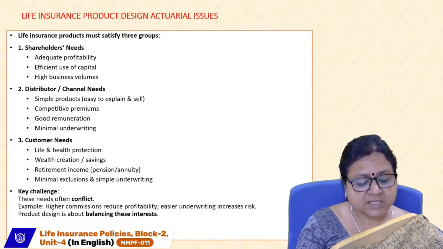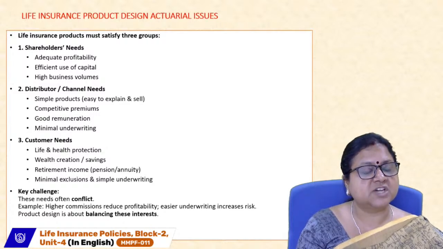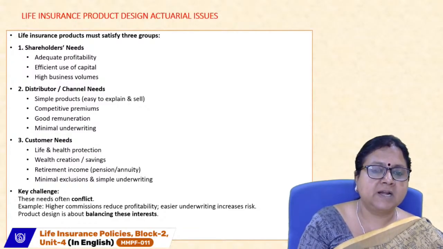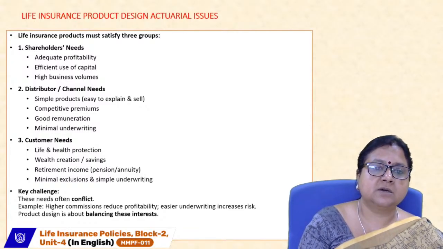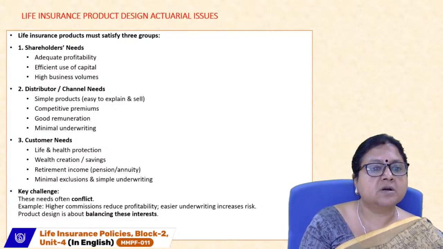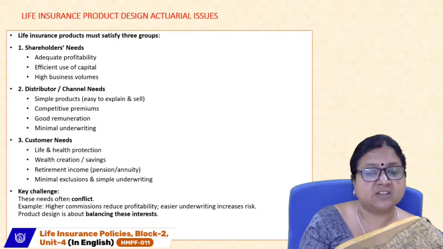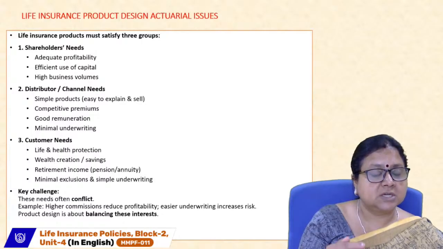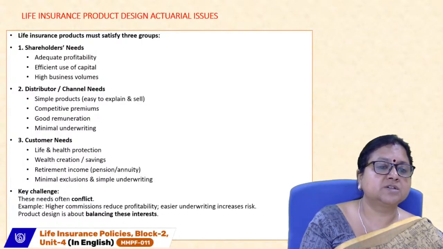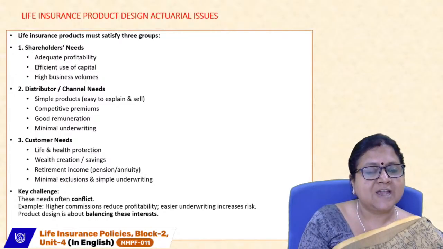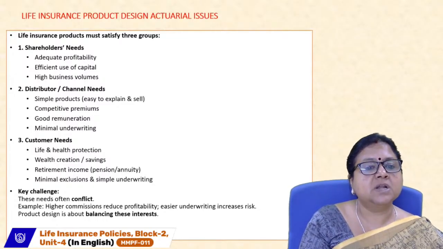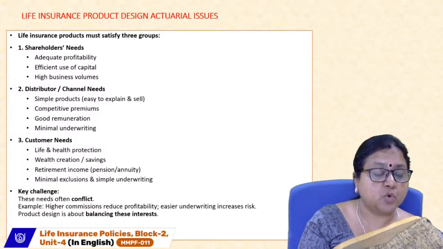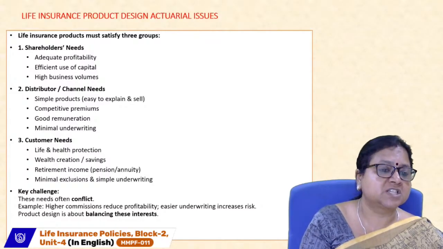So that is why the schemes which are available from the insurance companies should be very simple, and should be easy to explain and to sell in the market. They should be competitive with the premiums given by other competitor products in the market. The distributors or the direct sellers or the channel partners should get a good remuneration, and also there should be minimal underwriting. That means they should not take a large extent of risk.